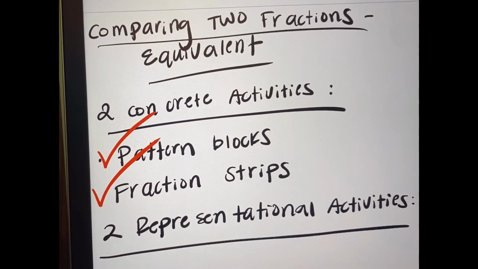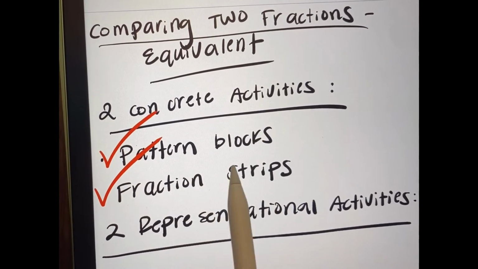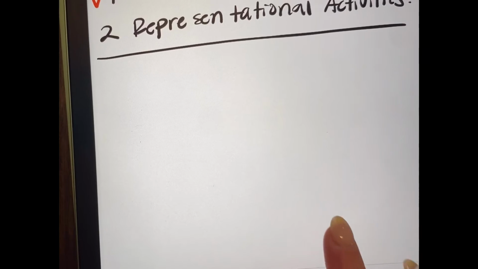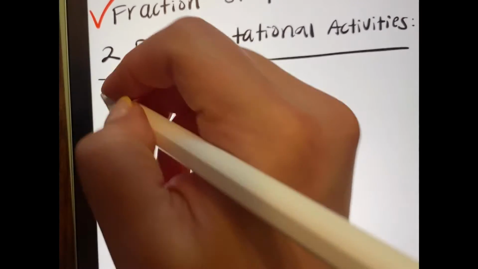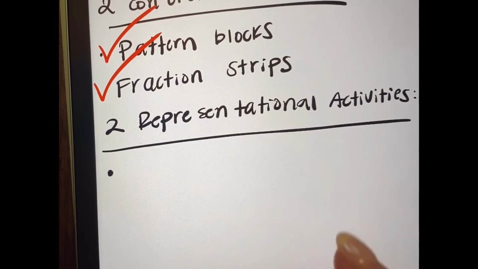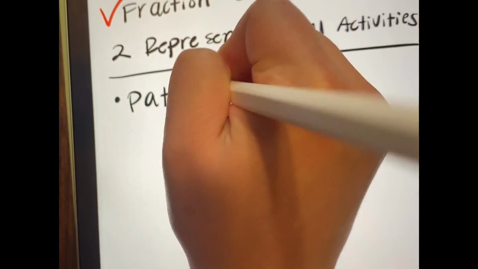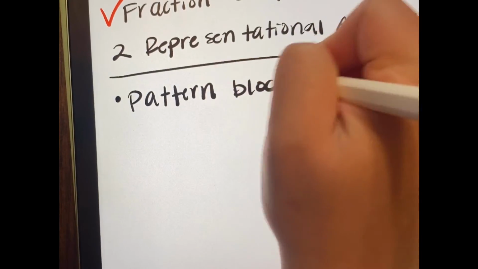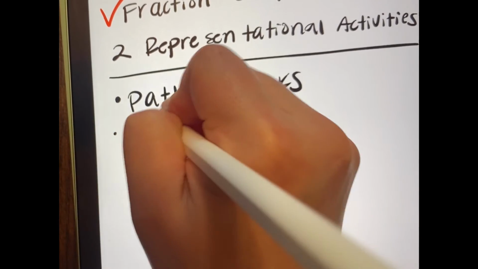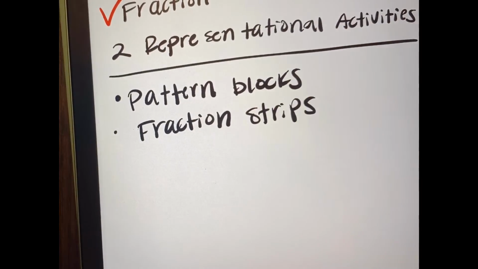Now back to our comparing of two equivalent fractions. We've already done our 2 concrete activities, being pattern blocks and fraction strips. And now we're going on to our 2 representational activities. These activities will be more drawing based and less visual, less hands-on. But these are activities that we can do using a pencil and paper. These 2 activities, we're going to use pattern blocks again, as well as fraction strips. We're going to convey them in a manner that is more of a drawing.